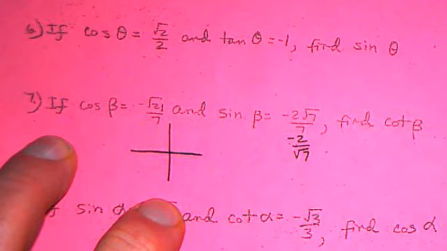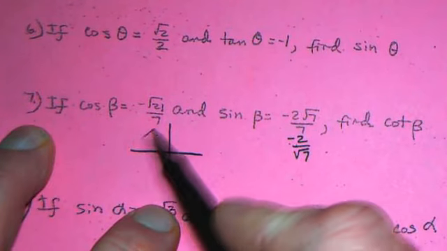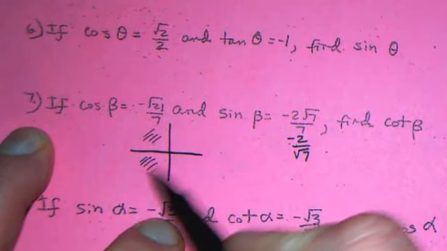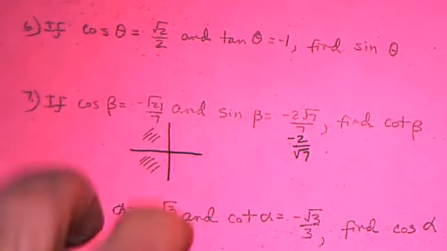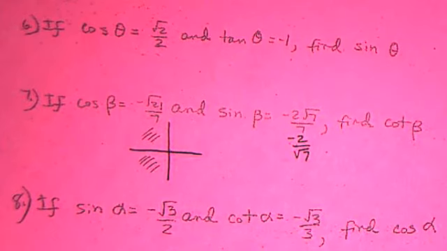So cosine is adjacent over hypotenuse. The hypotenuse is a 7, and the cosine is negative root 21. So negative x's, which are the adjacent sides, are going to be in either the third or the second quadrant. It tells us that sine, which is opposite over hypotenuse, is negative 2 over root 7.